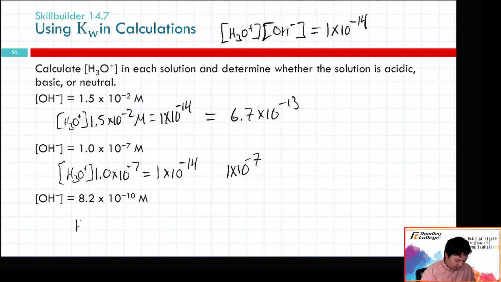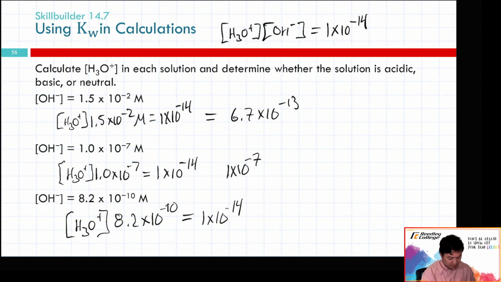Just to finish these all out, 8.2 times 10 to the negative 10 is equal to 1 times 10 to the negative 14. So you do 1e negative 14 divided by 8.2e negative 10, right? Because the e is the times 10 to the negative button. That's 1.2 times 10 to the negative 5.